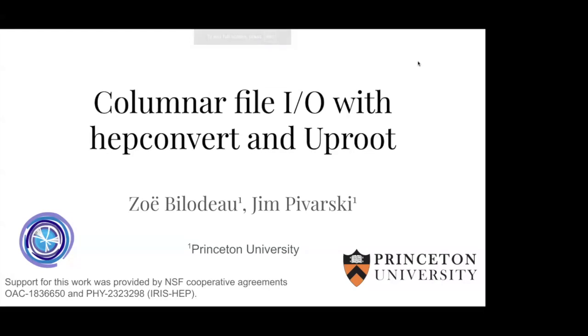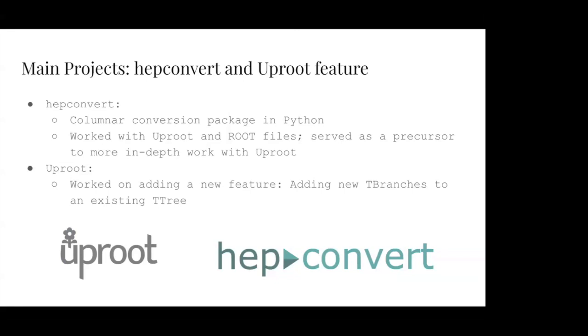So this year I worked on multiple projects related to columnar file I/O with hepconvert and Uproot, and I worked under Jim's supervision. My two main projects were creating the Python package hepconvert for columnar conversion in Python, and while working on this project, I became familiar with Uproot and ROOT files, which served as a good precursor to a more in-depth project with Uproot. After working on hepconvert, I worked on a new feature for Uproot: adding new TBranches to an existing TTree.